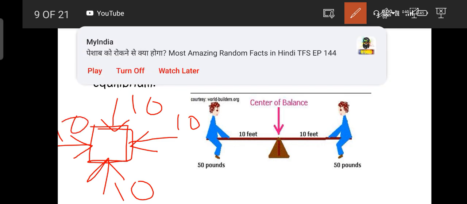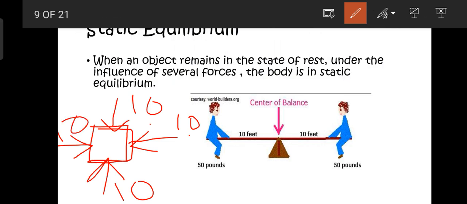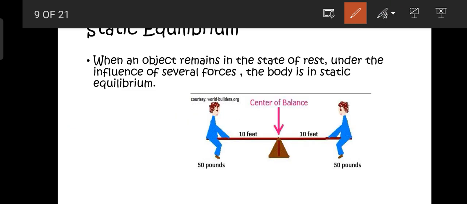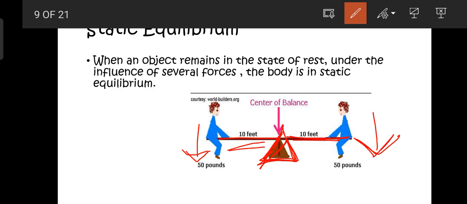This is also 10 N, this is also 10 N, this is also 10 N, this is also 10 N. Will that object move? No, because the net is 0. So this is only static equilibrium. See, in this case it is 10 feet away, the distance is the same and the force is also the same. Will that move? No, they are stable, they are in equilibrium.